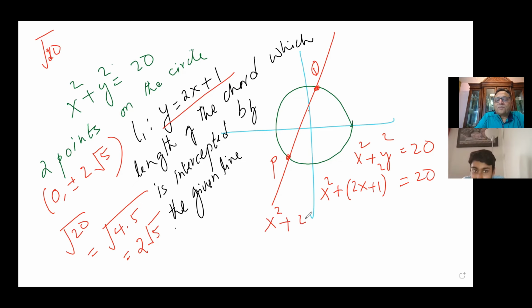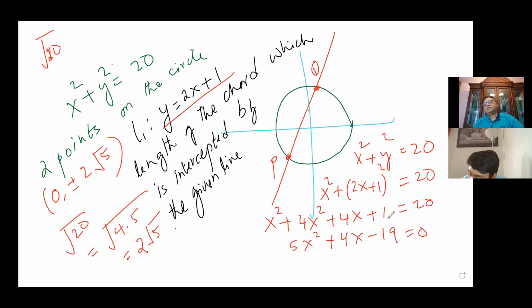So I'm just going to write down y equals 2x plus 1, x squared plus y squared equals 20. So x squared plus brackets 2x plus 1 squared equals 20. So x squared plus 4x plus 1 equals 20. So x squared plus 4x equals 19.